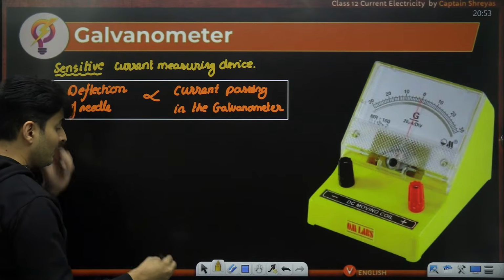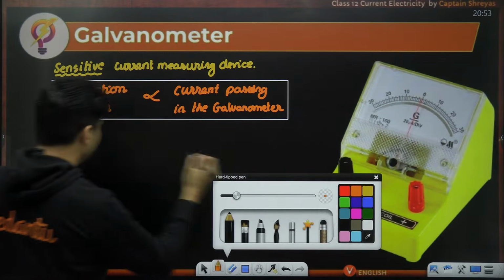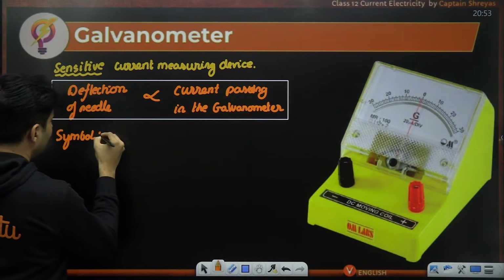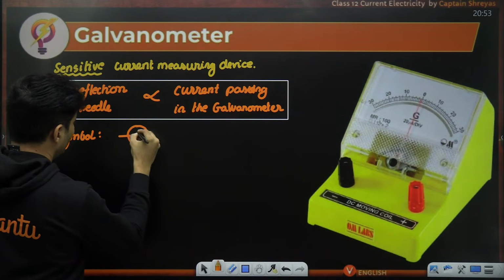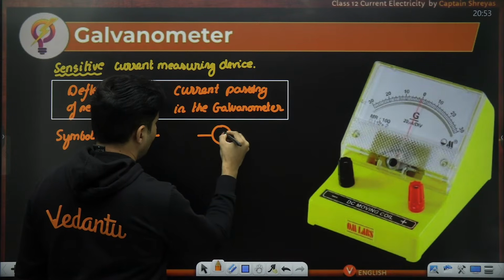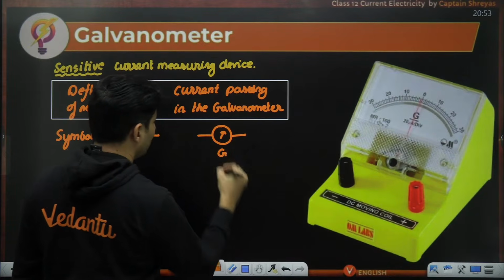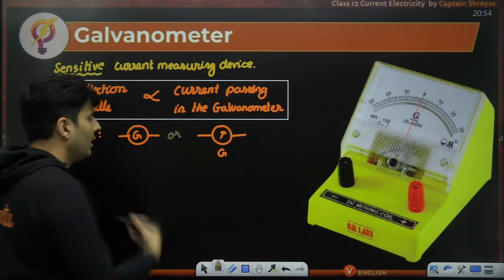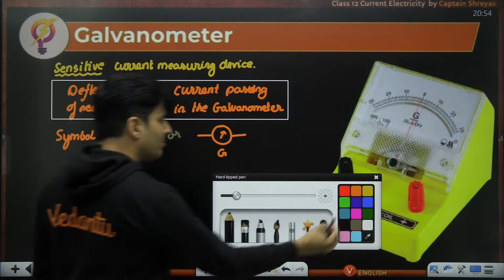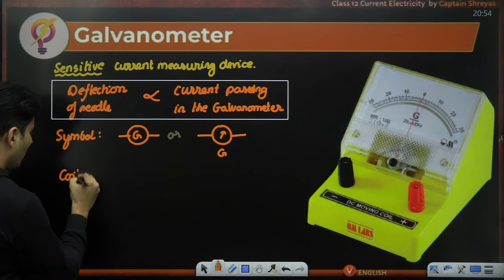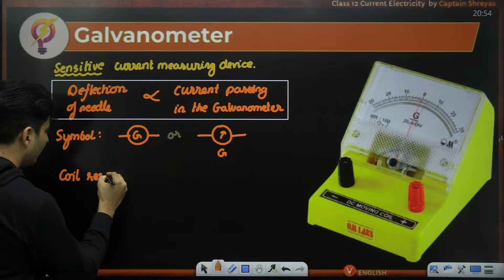Next important thing, the symbol of a galvanometer. Sometimes people just put G, or they will just put an arrow mark like this and then put G over here. Both of them are fine. There is nothing wrong in any one of these. Next important thing, a galvanometer always has some kind of coil resistance.